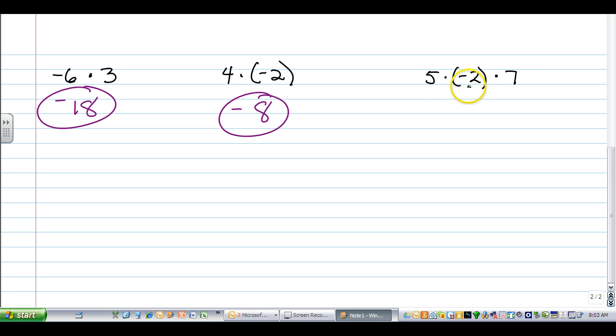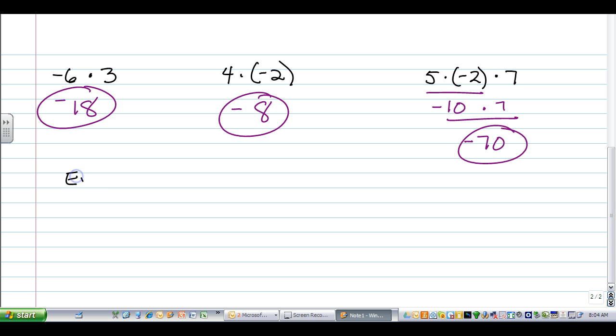Let's go 5 times negative 2 times 7. So 5 times a negative 2. I've got 1 negative. 1's an odd number. If it's an odd number, it's negative. So this is going to be negative 10. And now I'm going to bring down my 7. Negative 10 times 7. I've got 1 negative. It's odd, so the answer is going to be negative. Negative 10 times 7 is going to be a negative 70.